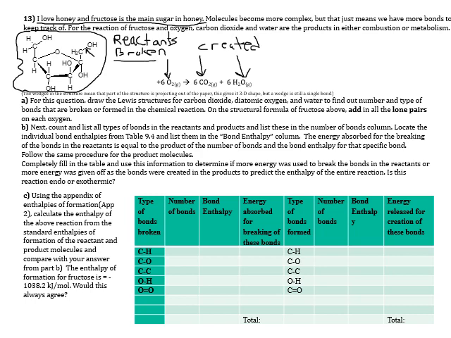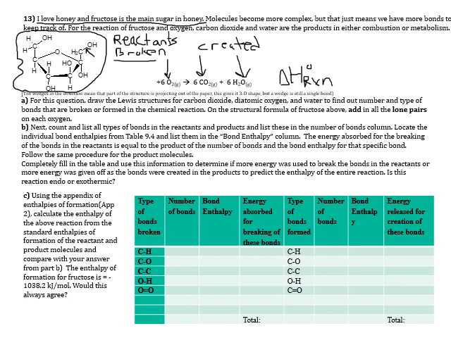And remember, we can determine whether our chemical reaction is endothermic or exothermic. Our goal for this one is to figure out the delta H of reaction using bond enthalpies. So we have to somehow tabulate all of those bond enthalpies.